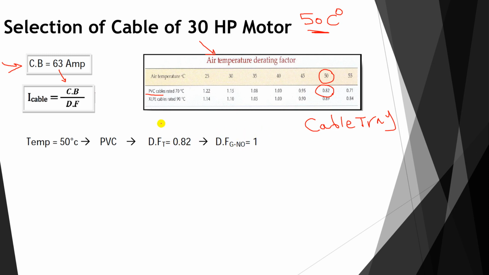Okay, so what we are going to do is take the circuit breaker current and divide it by 0.82. So I cable equals 63 divided by 0.82. It will give us 77 ampere. So this is the current required by the cable, the rating of the cable.